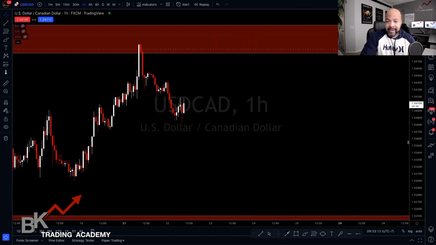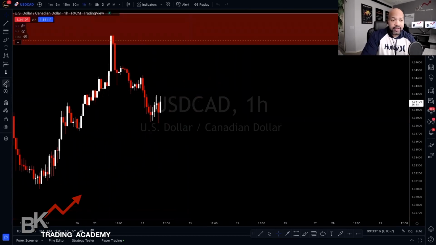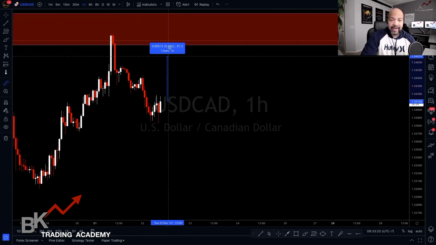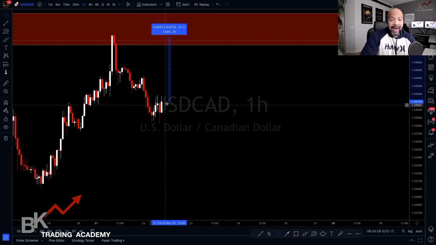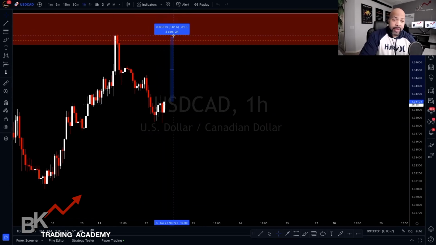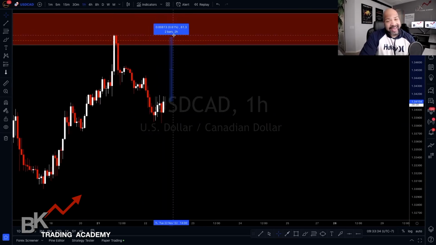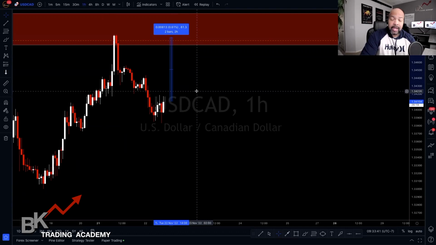Now, if we look at it a little bit closer, one or two things that we can do. If I get my measuring tool, from where price is currently at up to this resistance zone, it can retest. It can possibly get back to about 81 pips or so. I wouldn't advise you to buy right now. If you want to wait for price to come back up here, it may or may not even happen. But if so, I would advise a possible swing trade to the downside for a couple of hundred pips.